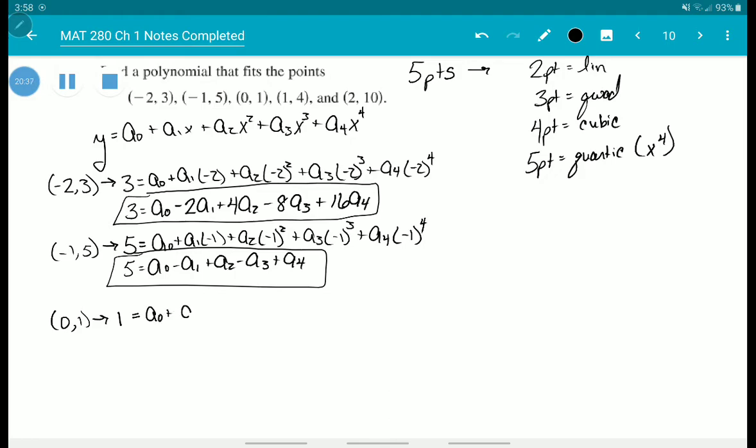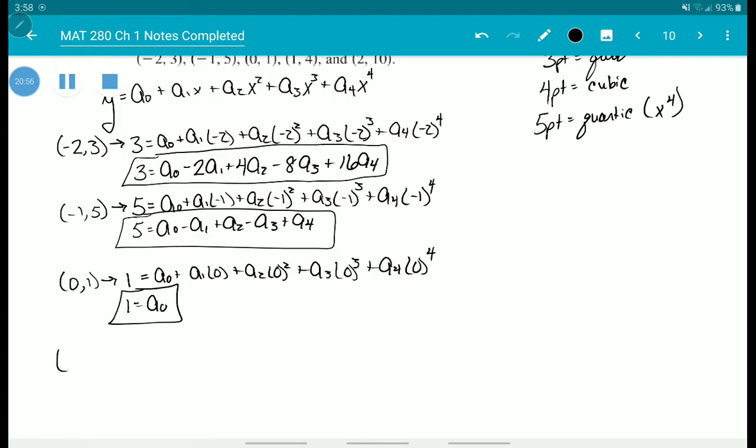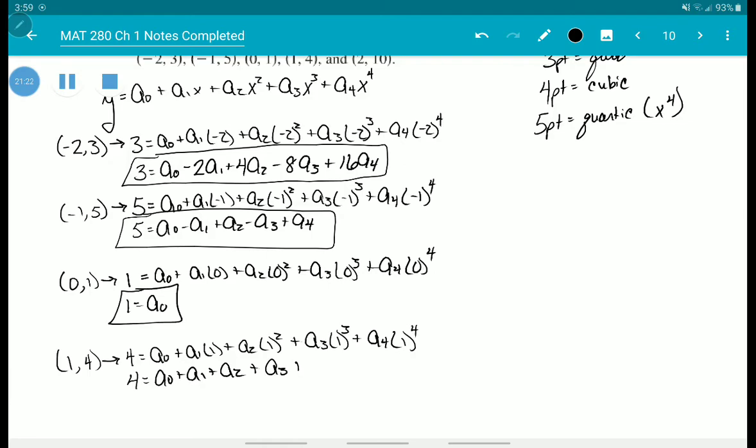So we have A0 plus A1 times 0 plus A2 times 0 squared plus A3 times 0 cubed plus A4 times 0 to the 4th. So this is just 1 is equal to A0. Then we have the point 1, 4. 4 is the y. 1 is the x. And then our last point is 2, 10.